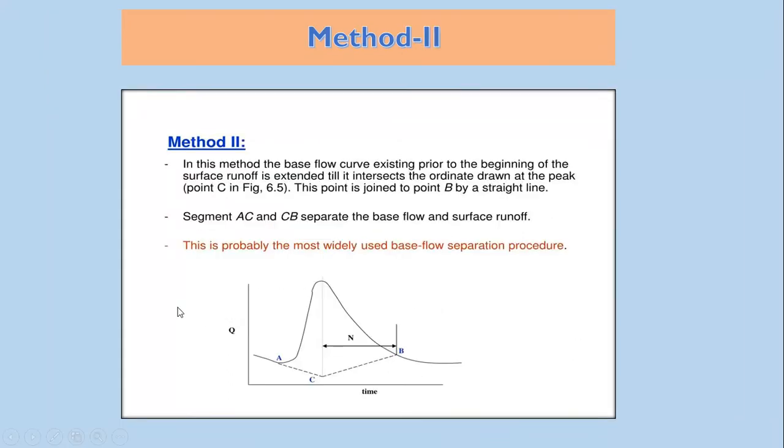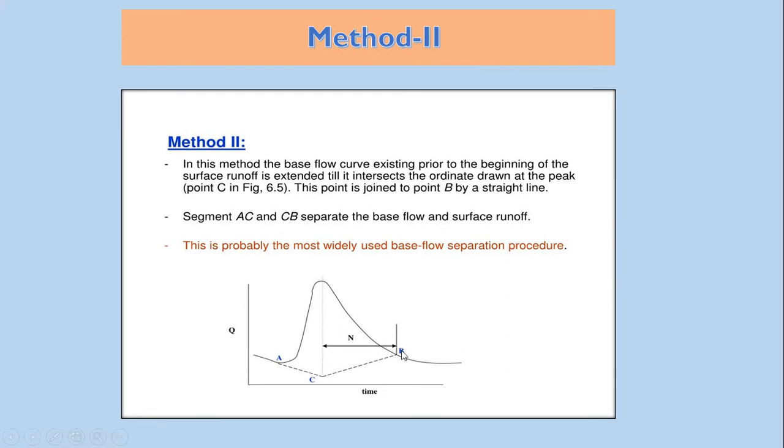So method number 2. In this second method, the base flow curve existing prior to the commencement of the surface runoff is extended till it intersects the ordinate drawn at the peak. This point is joined to point B by a straight line. Segments AC and CB demarcate the base flow and surface runoff. This is probably the most widely used base flow separation method.